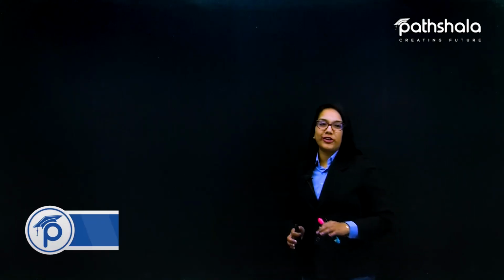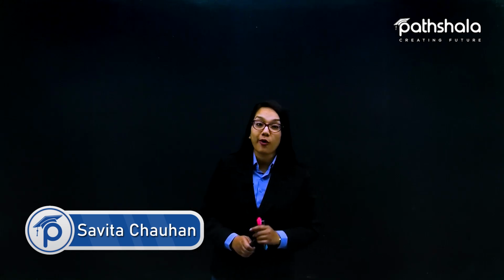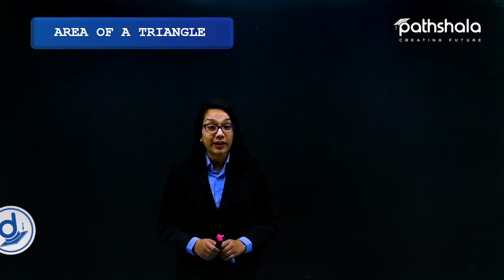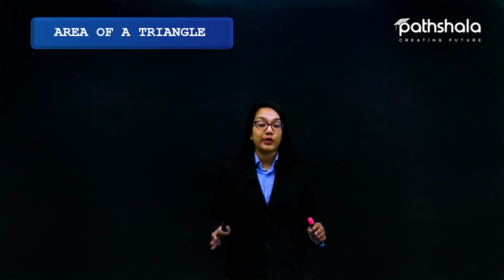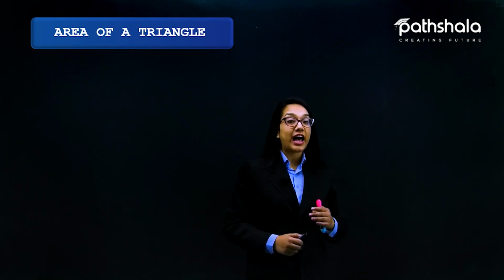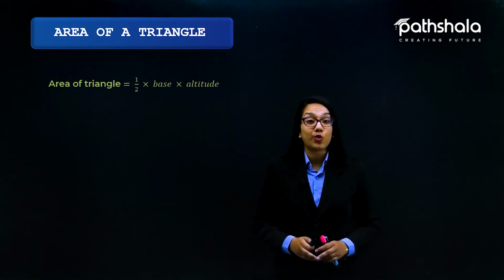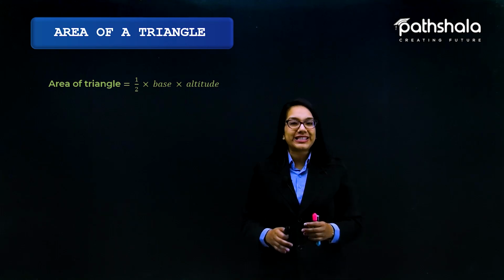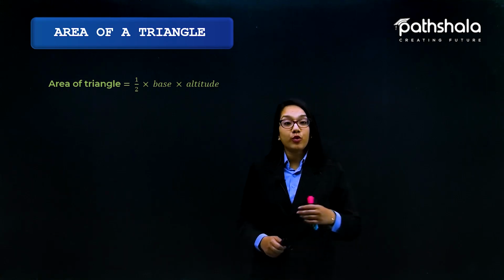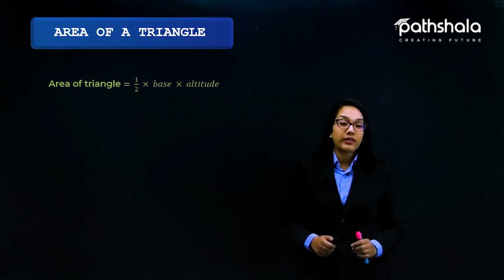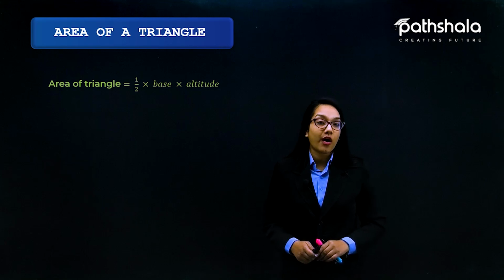So let's move on further and talk about the last concept of coordinate geometry, which is called the area of a triangle. We already know how to find the area of a triangle using the base and height: area of triangle is equal to half into base into height. So using this formula, if the base and height of a triangle are given, we can find the area. Moreover, we are already done with Heron's formula, so using Heron's formula we can also find the area of the triangle.